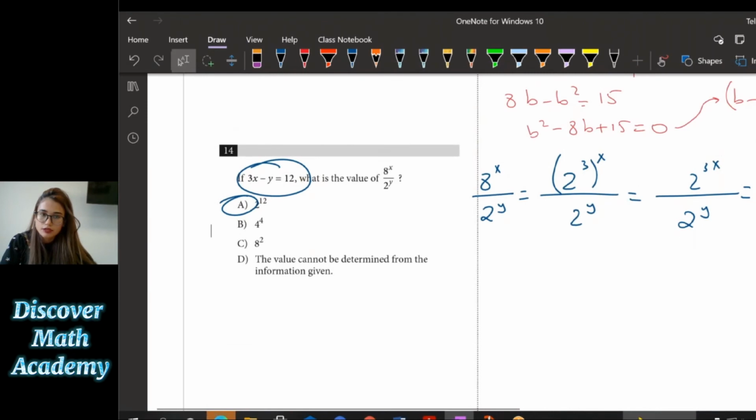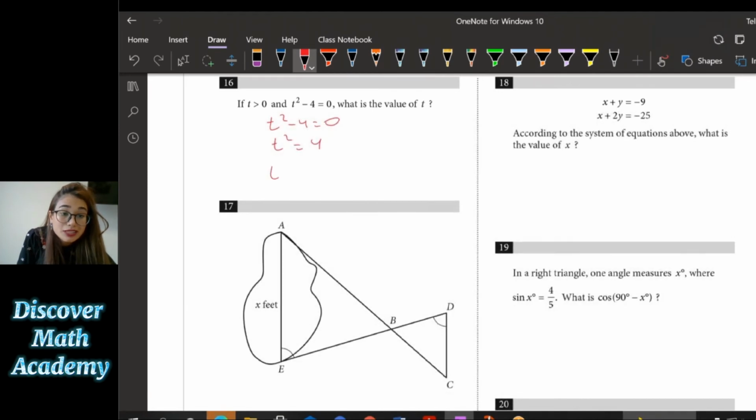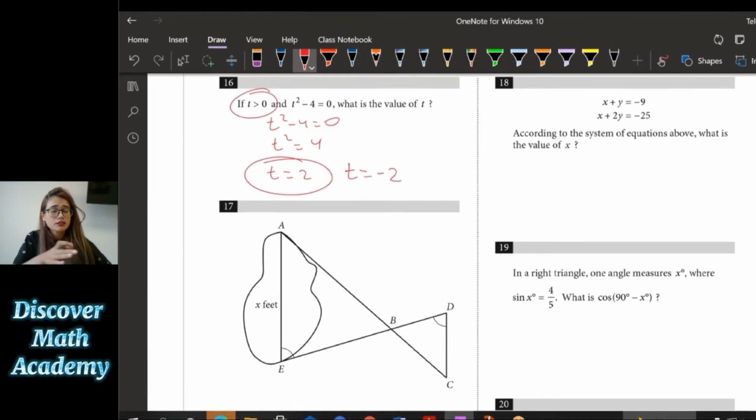So gradient section. Now last 5 questions. t is bigger than 0. t squared minus 4 is 0. It means that t squared is gonna be 4. t is 2 and t is negative 2. t is bigger than 0, so the answer is gonna be 2. In the gradient question, you can find a negative answer.